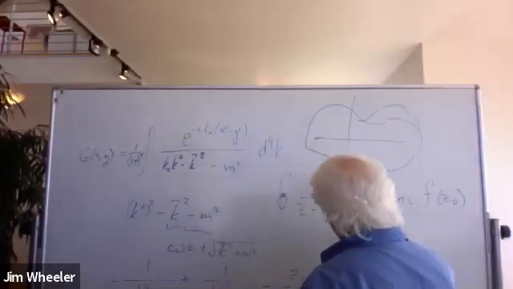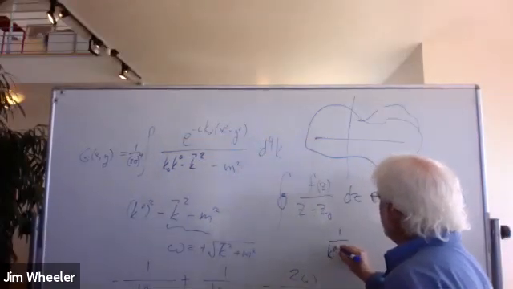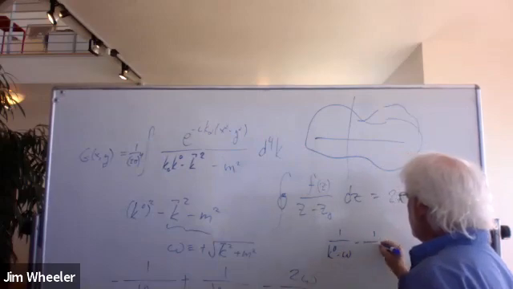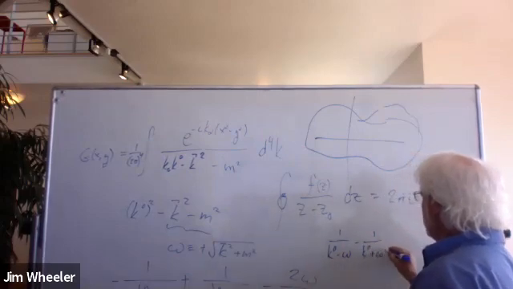Camera check. Let's do this. So I'm saying 1 over k naught minus omega minus 1 over k naught plus omega. Yeah, problem is we can't see. There we go. Yeah, sorry.